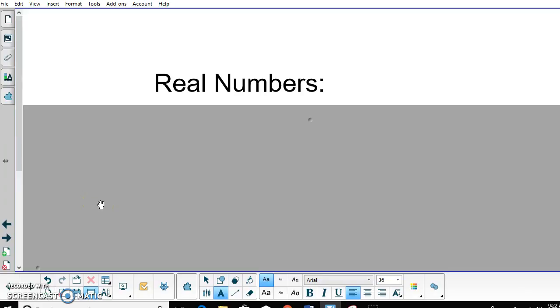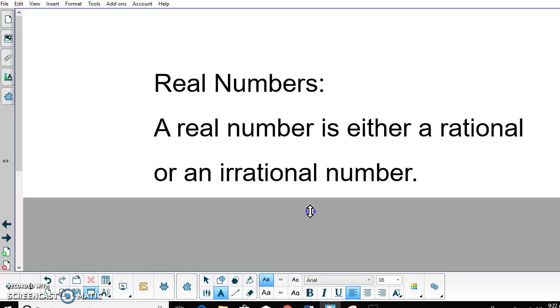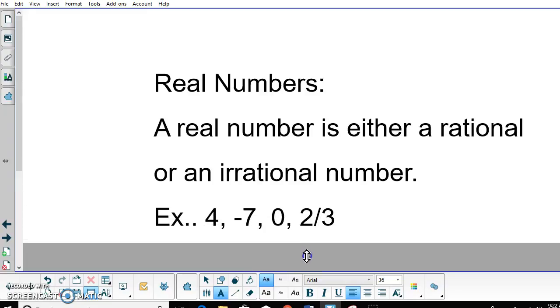Real numbers. Real numbers are basically either rational or irrational. There's nothing more to it. It's a real number. So some examples are 4, -7, 0, and the number 2/3.